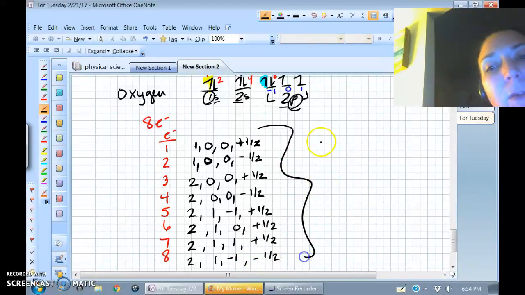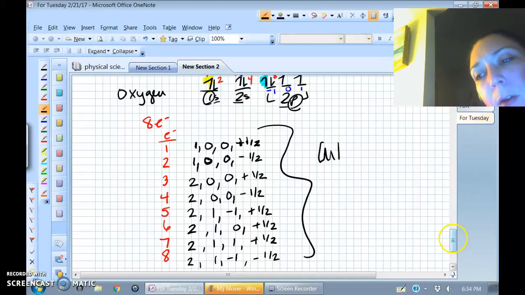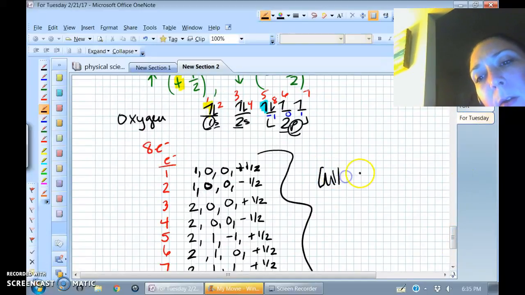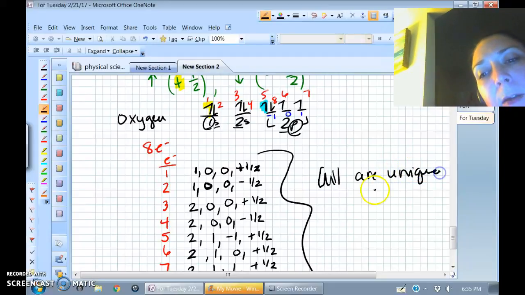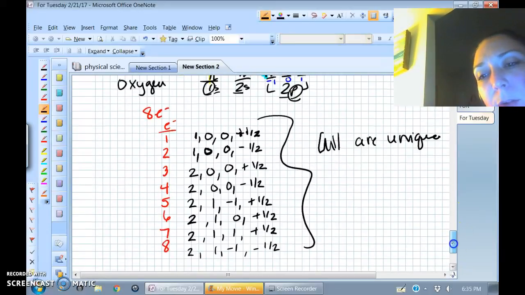Alright, notice that all of these numbers are unique. Meaning, there are no sets where all 4 of those numbers are exactly the same. Okay, that has a special name. I will give it to you tomorrow in class.